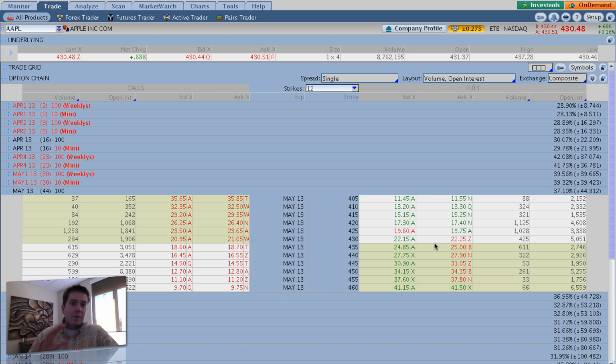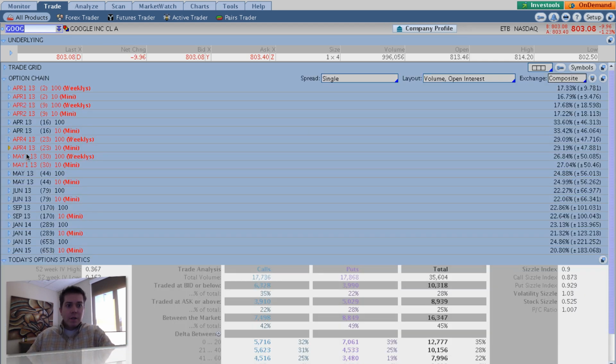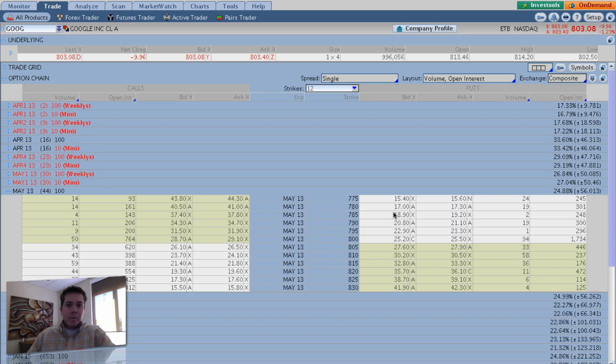I don't trade Apple options a whole lot, but every once in a while I do. You know, if I really see a great setup, I'll trade Apple options. But for the most part, I do tend to stay away from Apple options. Goog is another example of something I will trade, but I do tend to stay away from.